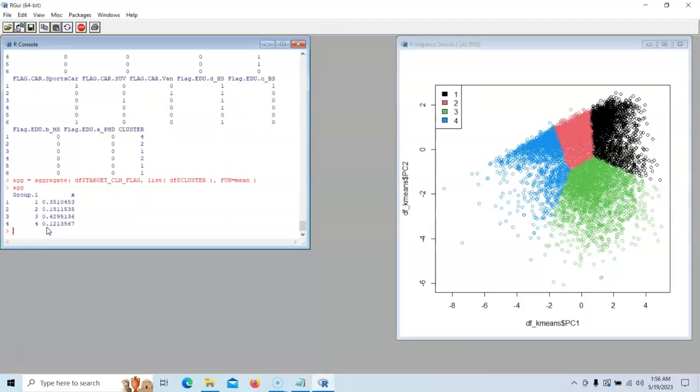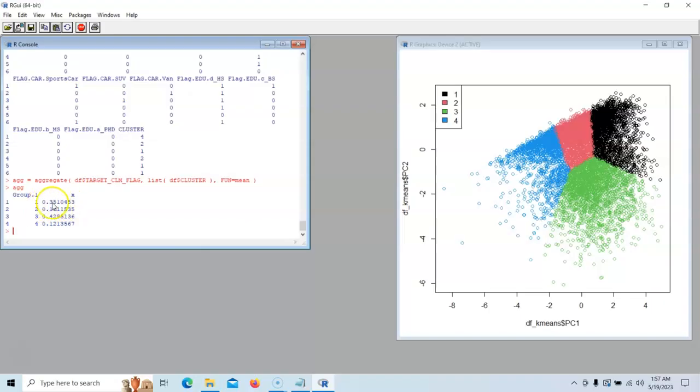And if I type aggregate, look at that. So cluster number 3 has a 42% chance of crashing your car. Well, who's cluster number 3? That's this one down here. So apparently a low value for principal component 2 and a higher value for principal component 1 suggests that you're going to crash your car.